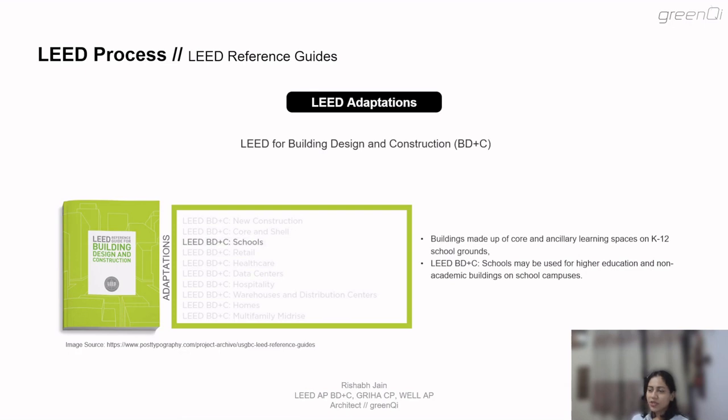BD plus C schools. This one is applicable, as the name suggests, to all the ancillary learning spaces on K-12 school grounds. It is also applicable to schools used for higher education. And if the entire school is going for certification, then it is applicable to the non-academic buildings on the school campus as well.